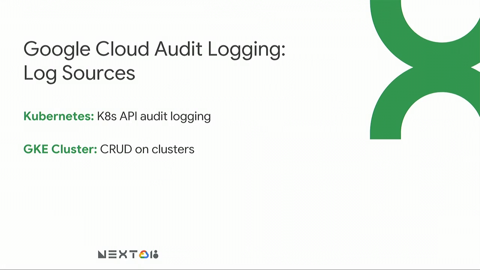So now that you know who is supposed to be able to do what, it's still really helpful to have that audit trail after the fact to see what actually happened. So the pertinent info you want on GKE is what has accessed the Kubernetes API, and also what operations have taken place on the underlying GKE clusters.